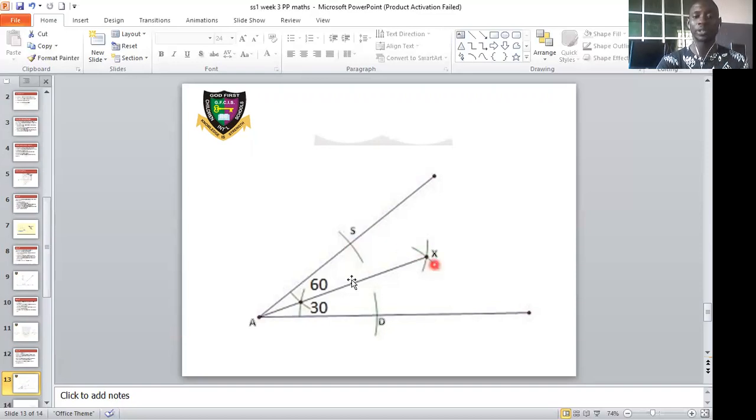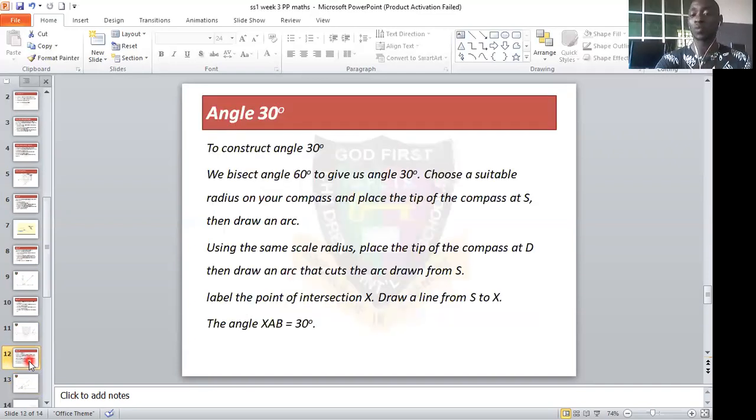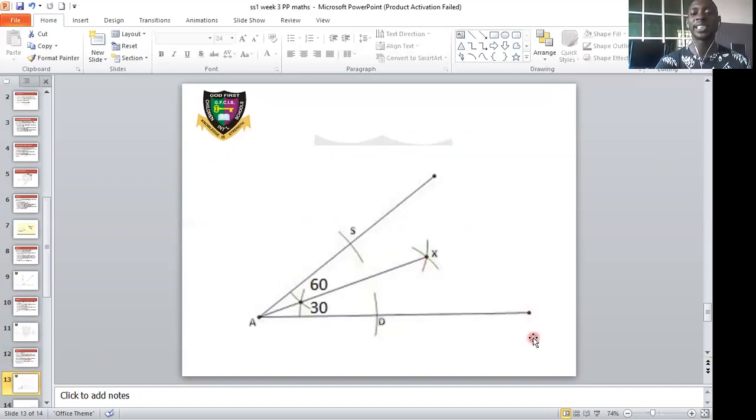So with the same radius, place your compass at D. You have to practice this. Please take note of this thing. Place the tip of the compass at D here and draw an arc that crosses it. So the point of intersection, label it X. Then draw a line from X to the origin according to the procedure. XAB equals 30 degrees.